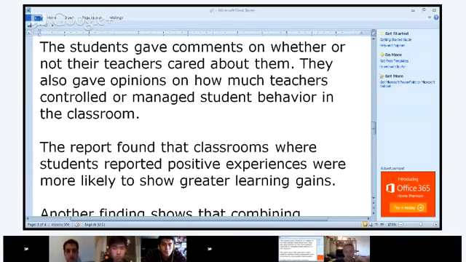Okay, the students gave comments on whether or not their teachers cared about them. They also gave opinions on how much the teacher controls or manages students' behavior in the classroom. Behavior. Behavior in the classroom. So this is something that Thao said. What's the information here?